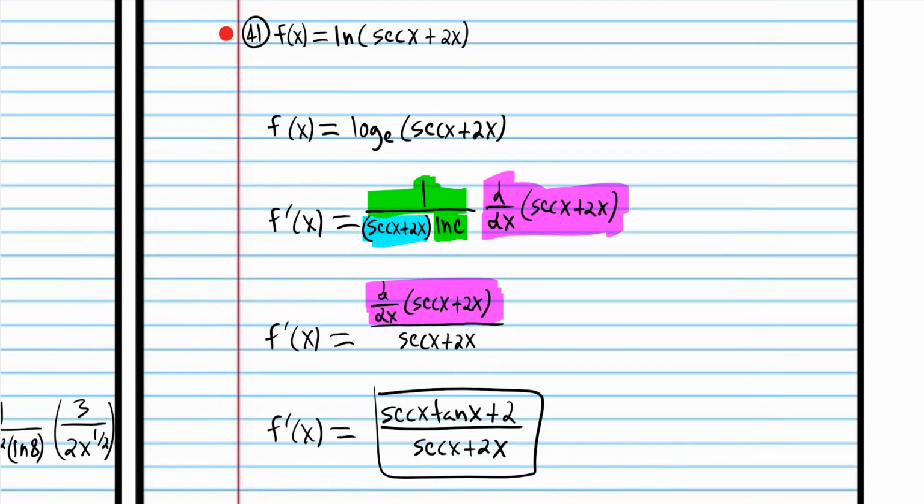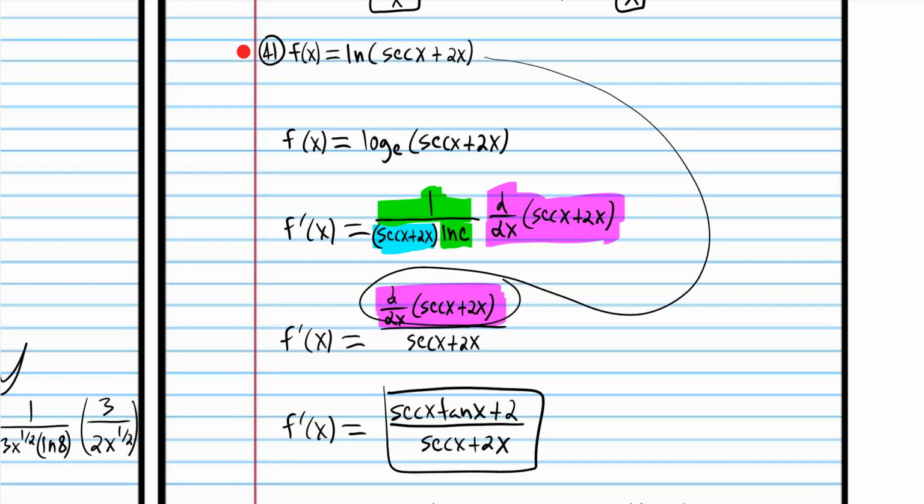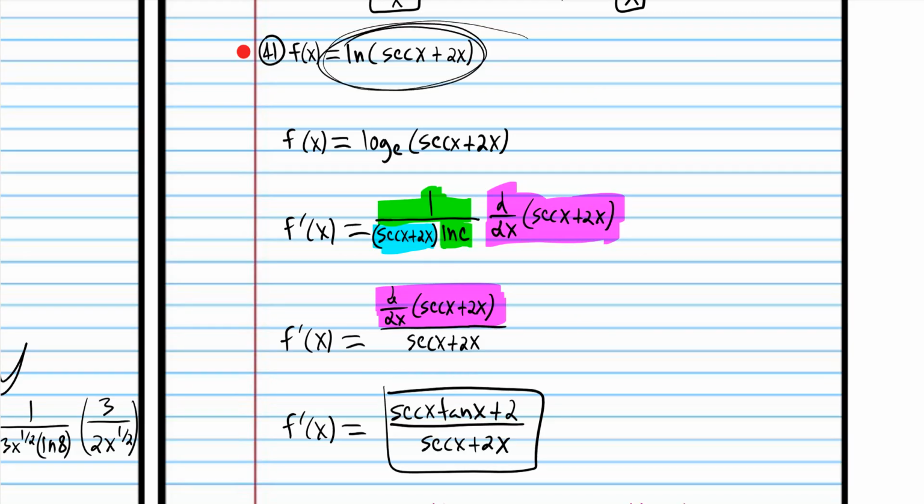So I want you to notice something that occurred here. We have a function within the natural log function, and we found the derivative of this expression, but the derivative just ended up being the derivative of the inside function divided by the inside function. Again, the derivative of the natural log of some function is equal to the derivative of the inside function divided by the inside function.